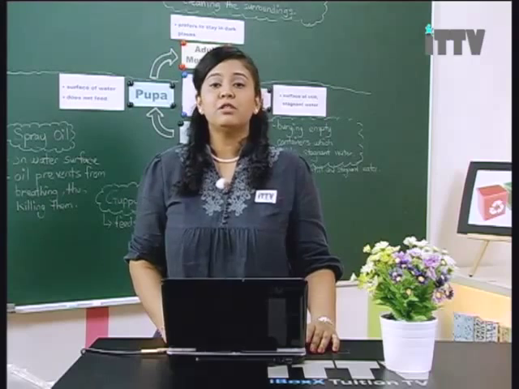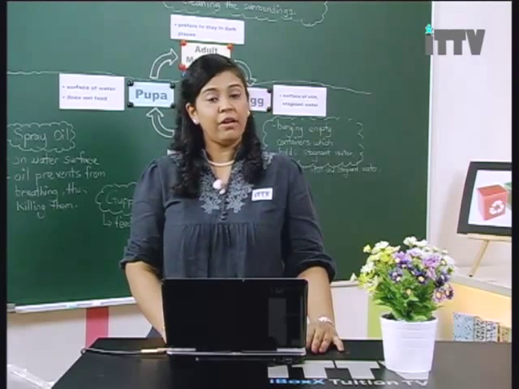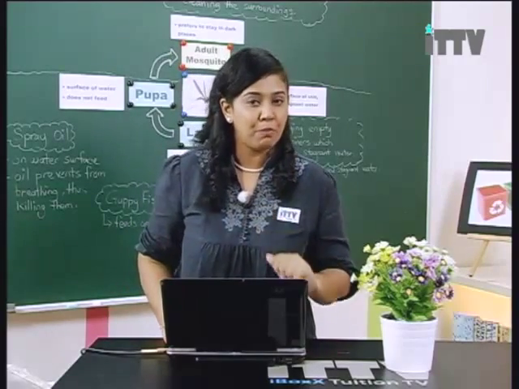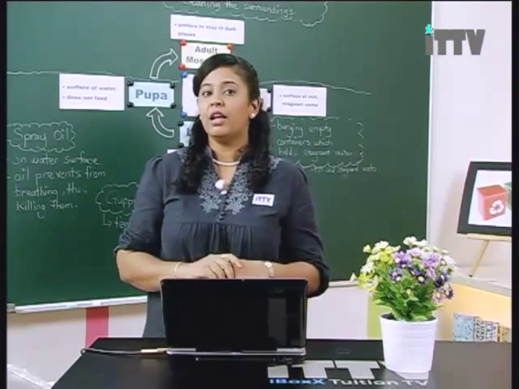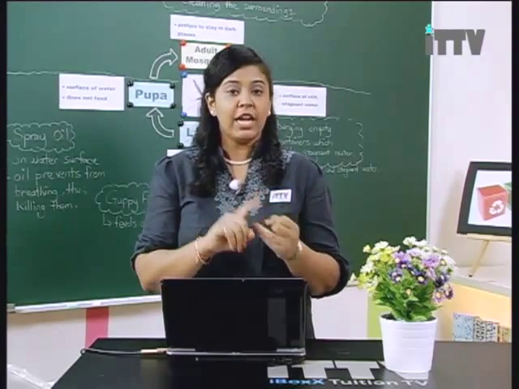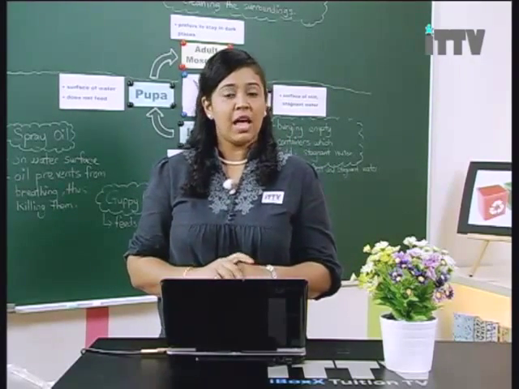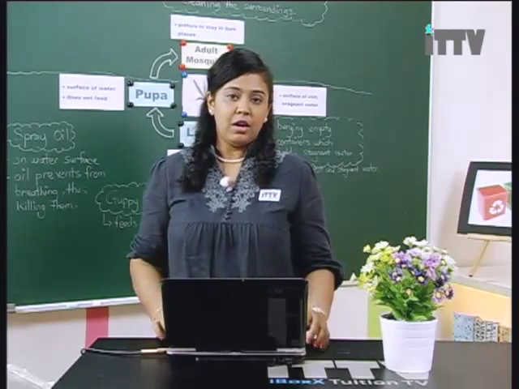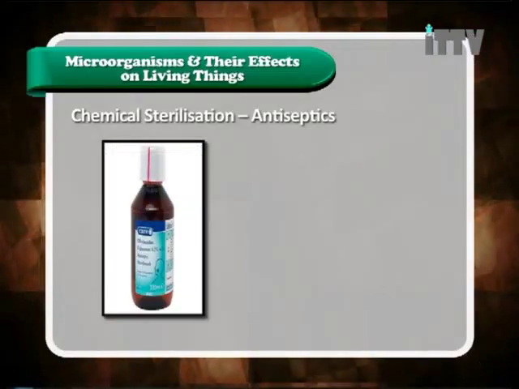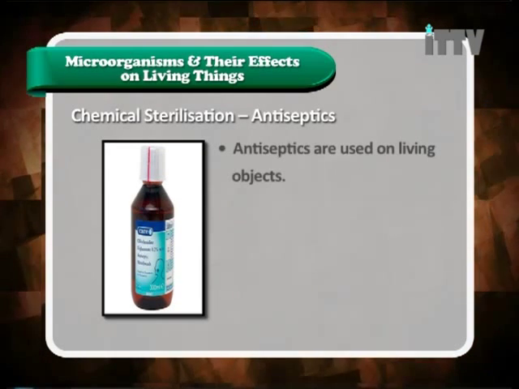So here, the difference between boiling and autoclave is very obvious. Boiling kills microorganisms, but not spores. But autoclave here, the advantage is it uses heat and pressure in order to kill the microorganisms and the spores. Now we have seen the heat treatment. Let's move on. Chemical sterilization.